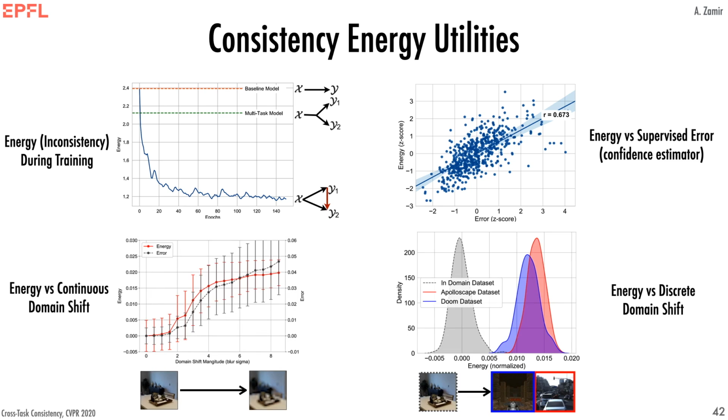And these show the correlation between energy and domain shift, so continuous domain shift or discrete domain shift. You can see that as you go more out of distribution compared to your training distribution, the energy increases. So again, the energy is a good indicator of whether you're going out of your training distribution. Potentially errors might appear in your predictions.